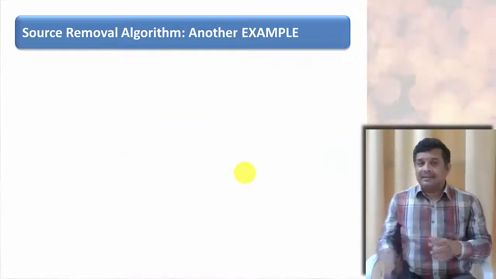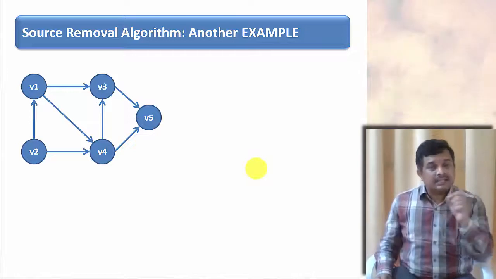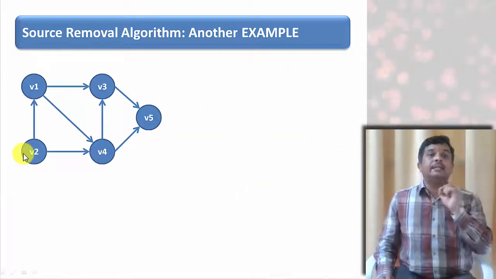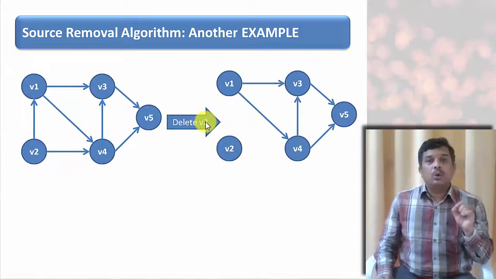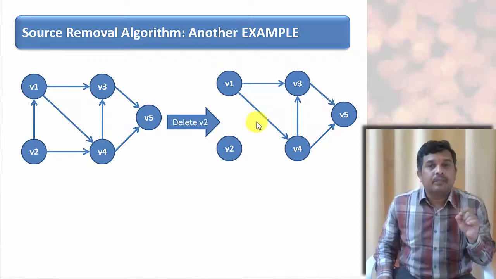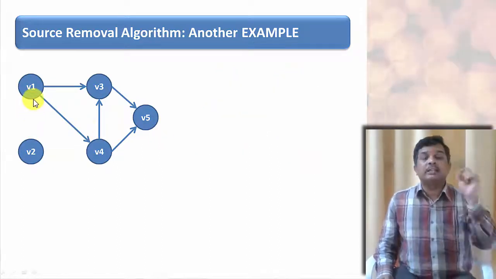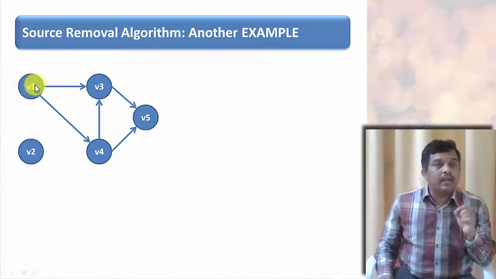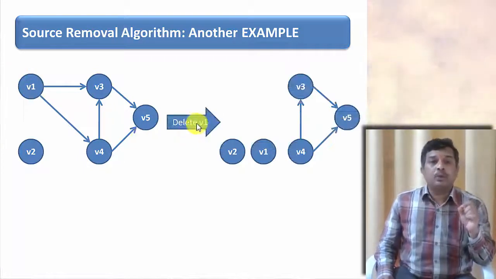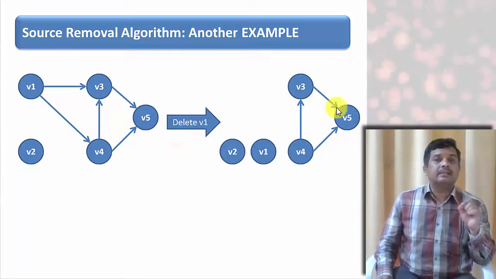Isn't it easy? Let us try one more example for better understanding. This is the graph given. Here you can see V2 is the vertex with no incoming edges. We delete V2 first, and this is the graph we get. Now we take this graph as input and find the vertex with no incoming line. Here vertex V1 has no incoming edge, so we delete vertex V1 and our graph will look like this.